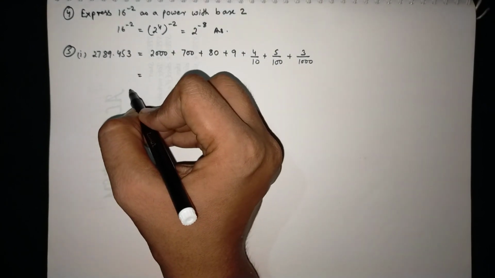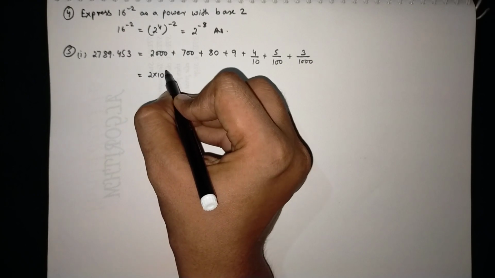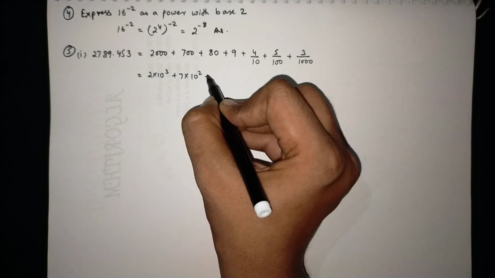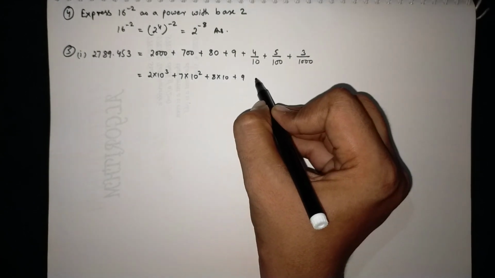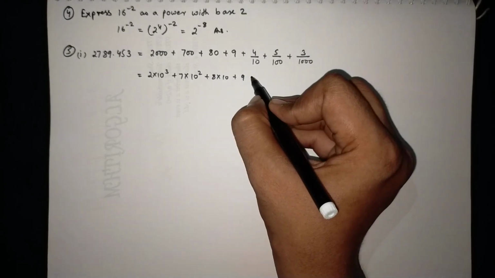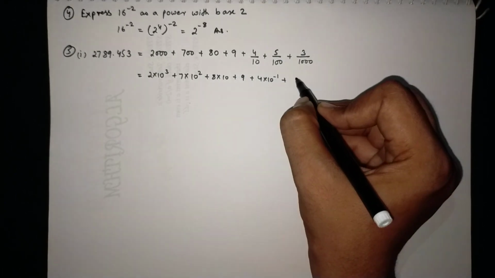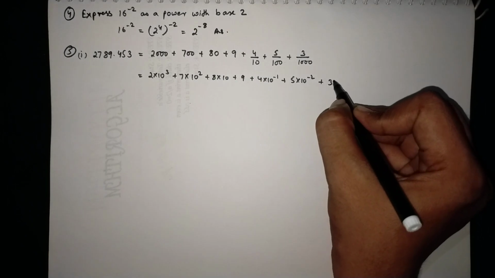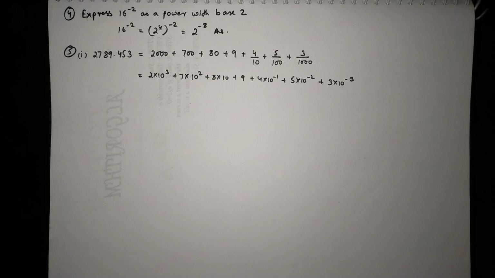Now to write in the exponential form, we can write this one as 2 into 10 to the power 3 plus 7 into 10 to the power 2 plus 8 into 10 plus 9 plus 4 into 10 to the power minus 1 plus 5 into 10 to the power minus 2 plus 3 into 10 to the power minus 3. This was what we have to do in question number 5.